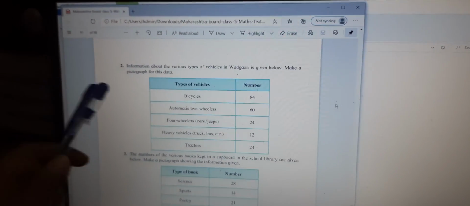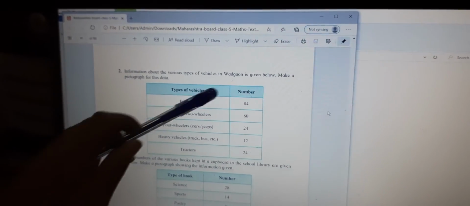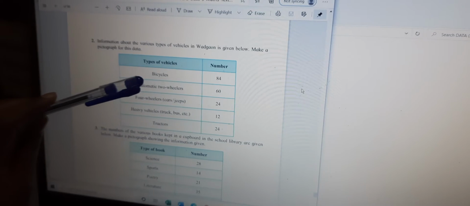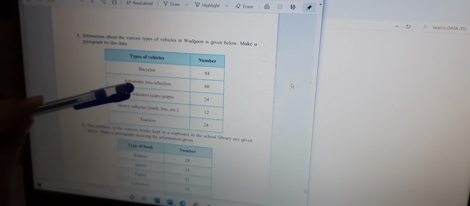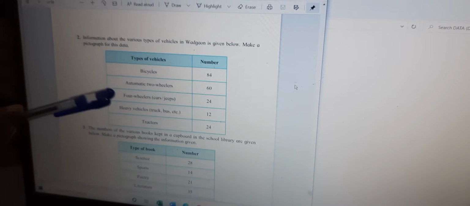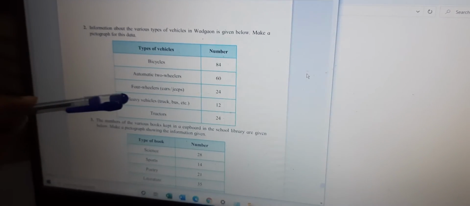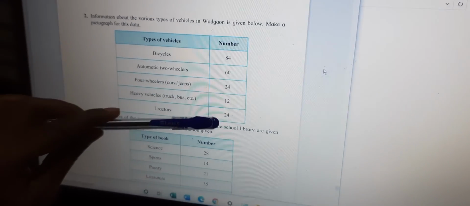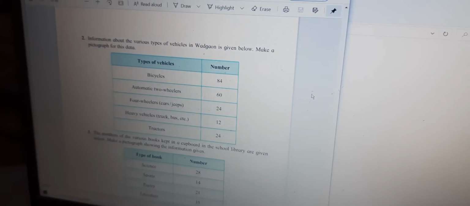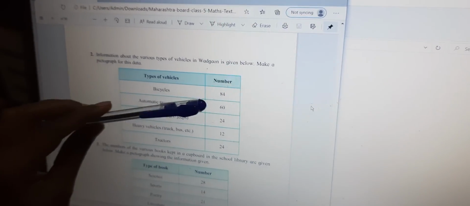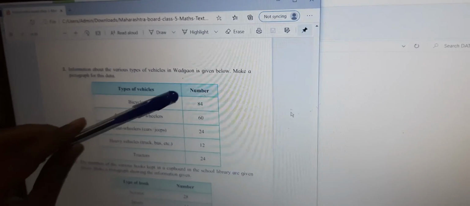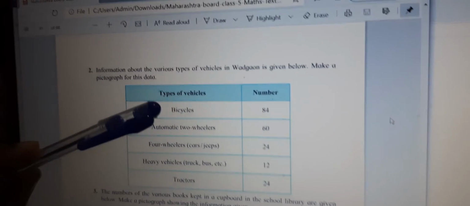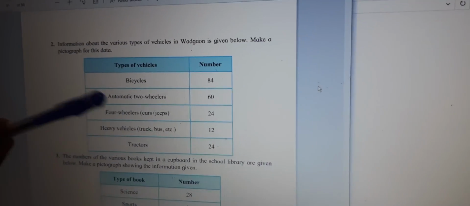Now second one, children. Information about the various types of vehicles in Badagaon is given below. Make a pictograph for this data. Types of vehicles: bicycle 84 in number, automatic two-wheelers 60, four-wheelers 24, heavy vehicles 12 and tractors 24. You can see this table and have a look by which table it is divisible, or the factors: 84, 60, 24, 12, 24. Which table will be easy to pick up? We can take the scale conveniently.